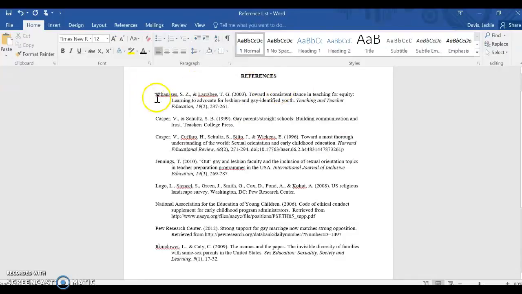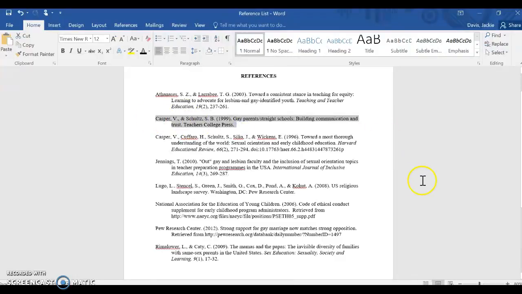So this very first reference is pretty standard. Author names, year of publication, title of the article, name of the journal, volume number and edition number in italics, followed by a comma, and then the page number range, followed by a period. There are some exceptions, of course, as there always are.